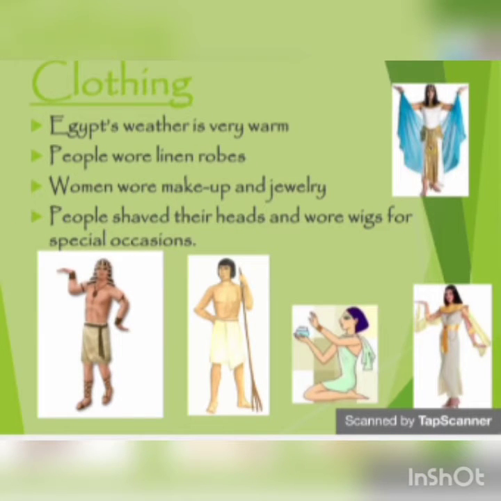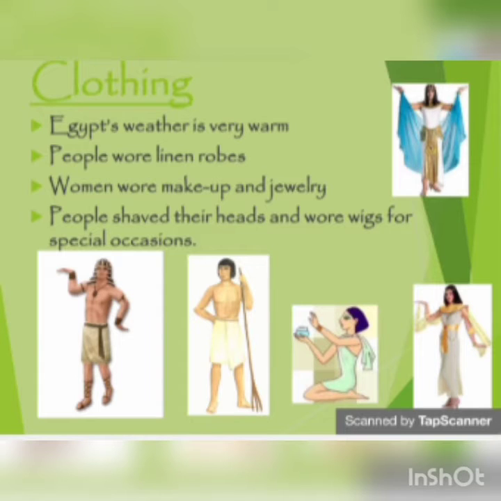And regarding the clothing, you all know that it is a desert place and a very hot area. Egypt's weather is very warm, in the sense very hot. And people wore linen robes. So they used free-sized robes. And women wore makeup and jewelry.